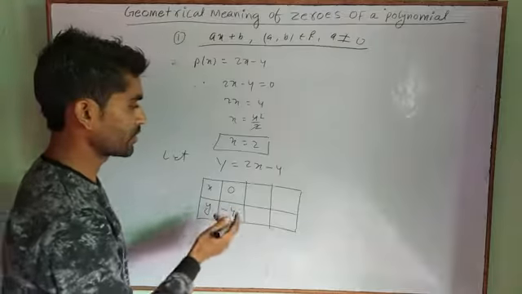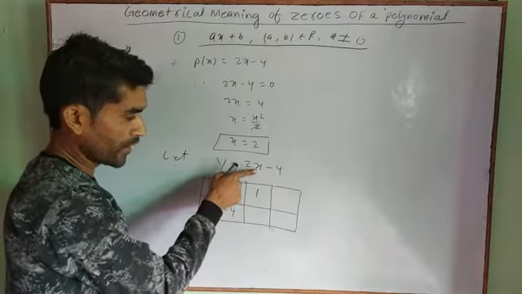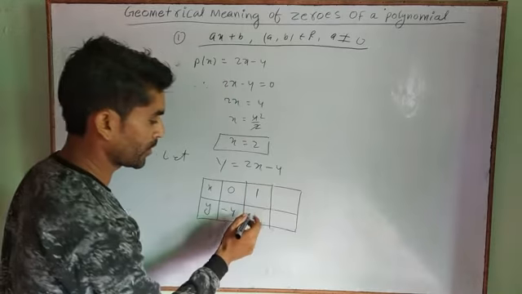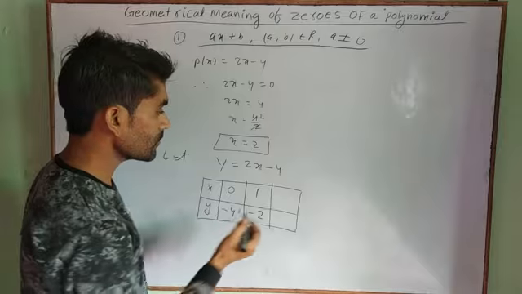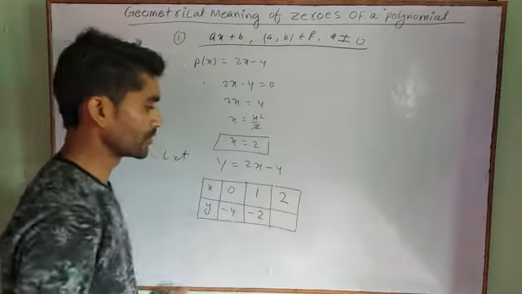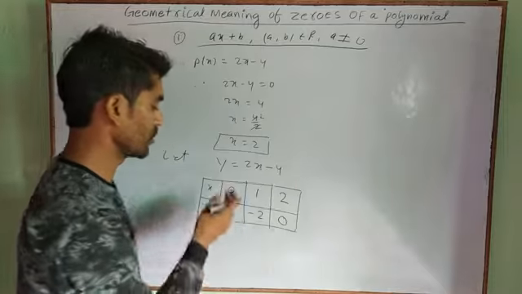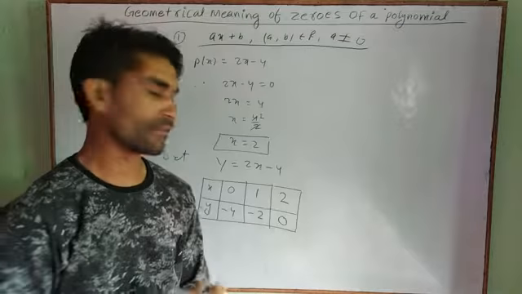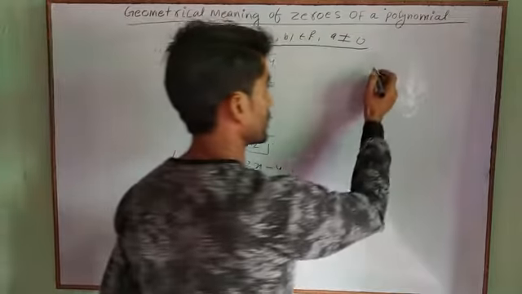Then I'm taking x is equal to 1. So 2 into 1, 2, and 2 subtracted from minus 4, remaining minus 2, right? Now I'm taking x is equal to 2. Then 2 into 2, that is 4, and minus 4, that is 0. So these are the values which we are getting from the linear polynomial 2x minus 4. Now let's see the graph of this.